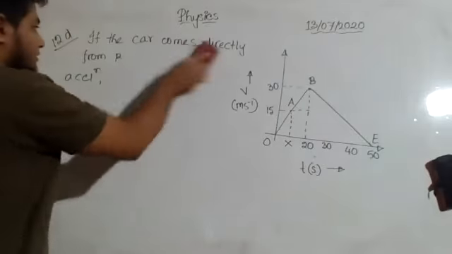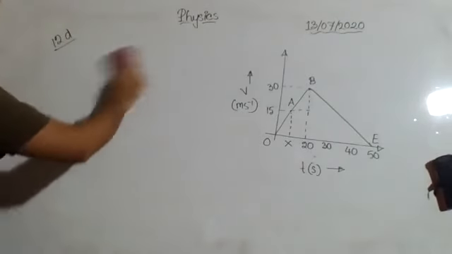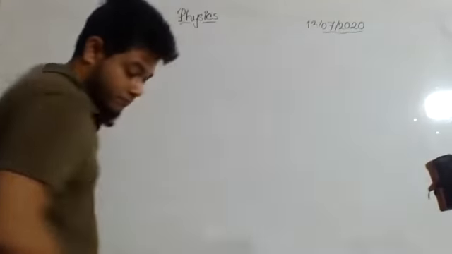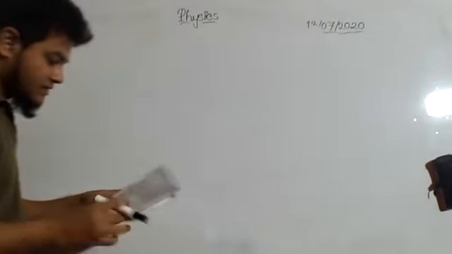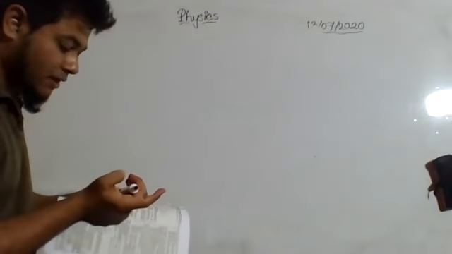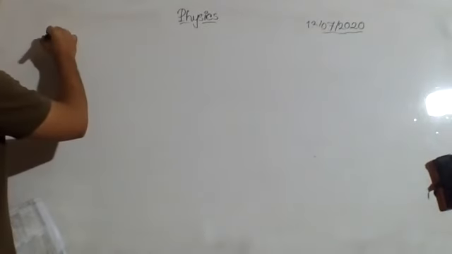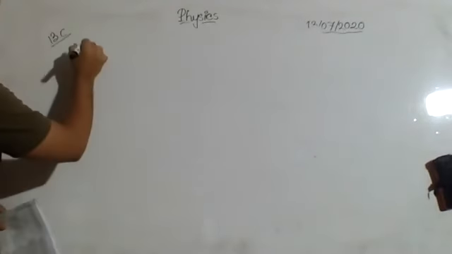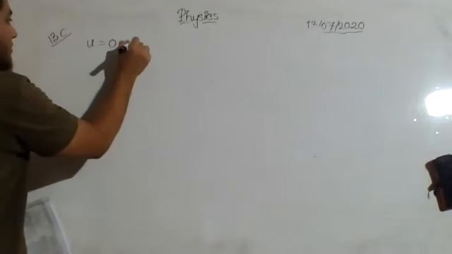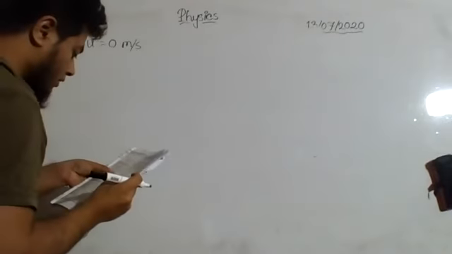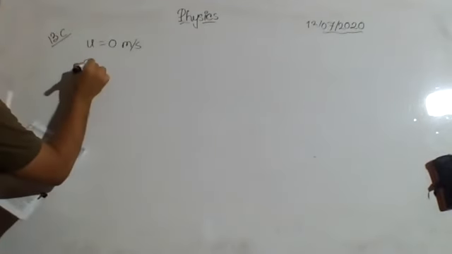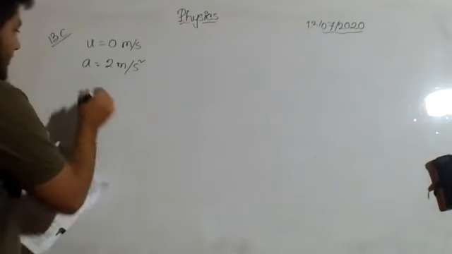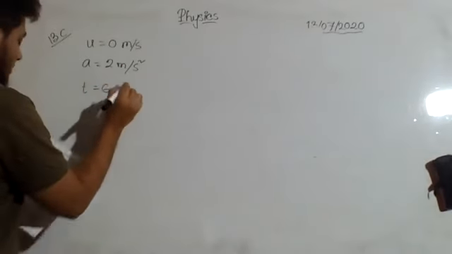So let's see 13C. There is a stem. As I go through the stem, I will list up the given information. 13C says that the car starts from rest. Whenever they say start from rest, the initial velocity is 0 meter per second. With constant acceleration, a is equal to 2 meter per second square, for 6 seconds, time is 6 seconds.